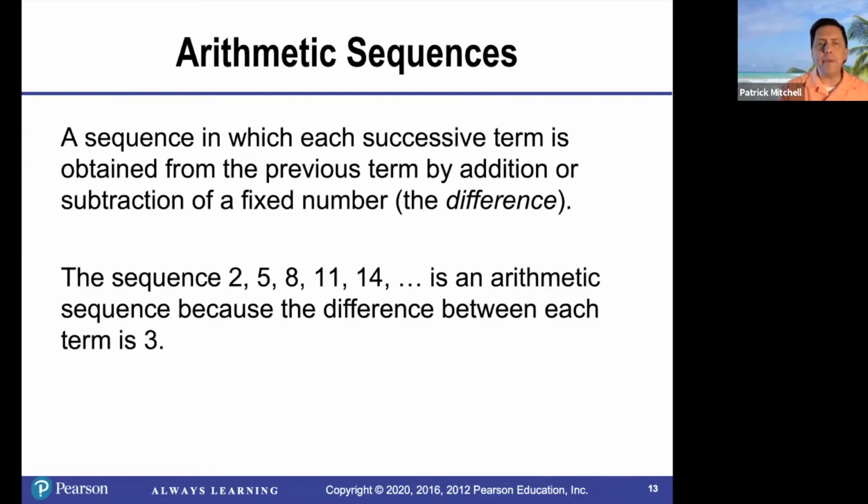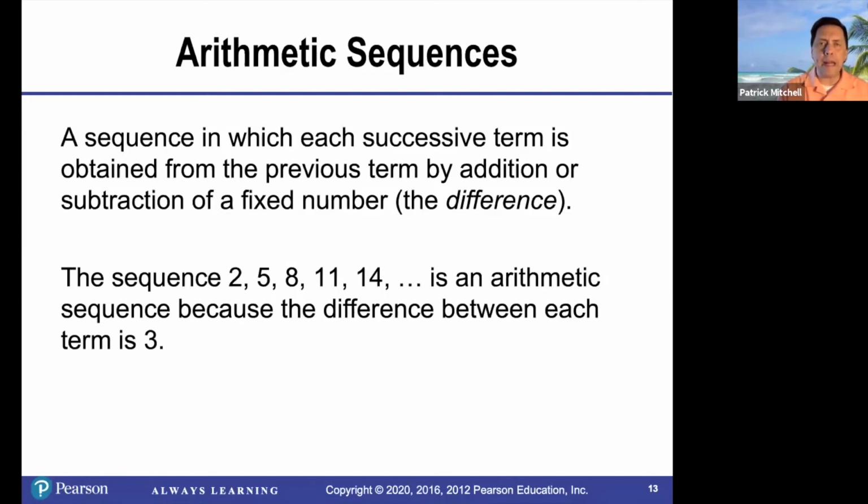So here's an example of an arithmetic sequence, 2, 5, 8, 11, 14. To get the next term, you just add 3. 2, and then 2 plus 3 is 5, 5 plus 3 is 8, 8 plus 3 is 11. So any sequence where you get the next term by always adding or subtracting the same number is called arithmetic. Notice how I'm pronouncing that.